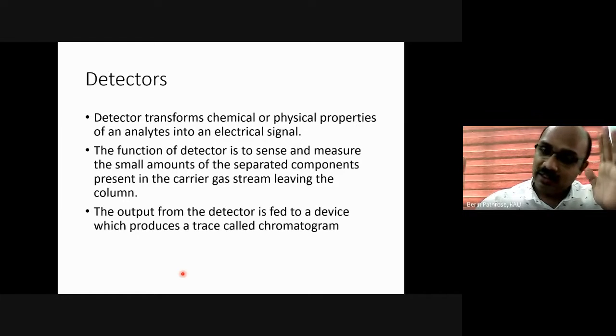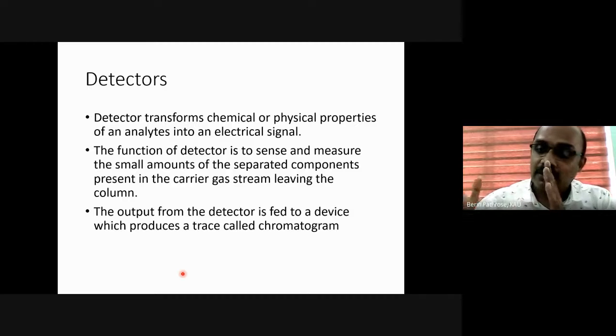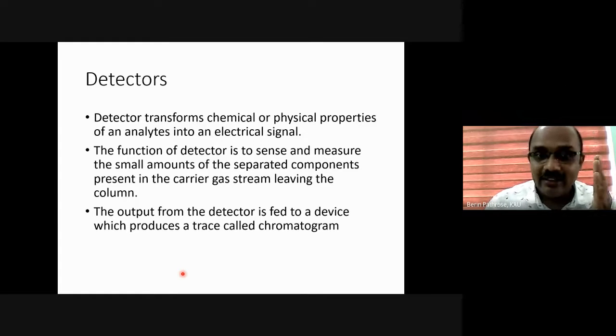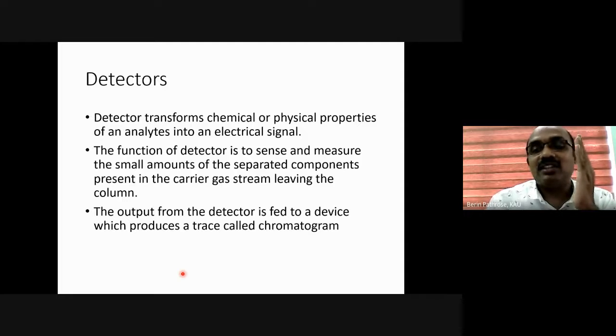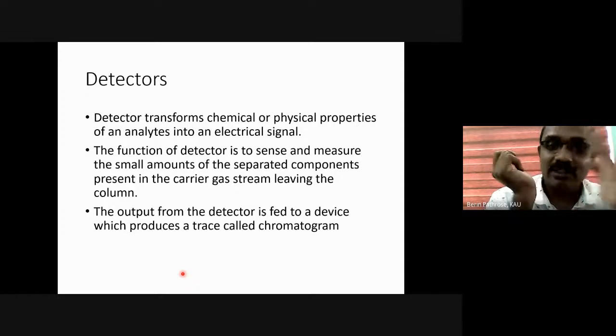So similarly, earlier the sample was in a group. After passing through the column, it gets separated out individually. So one by one, it will be coming out of the column. And the detector is the one which detects. Just like a metal detector, one by one, it checks.